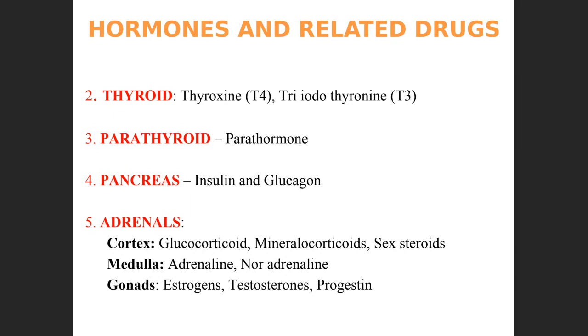The pancreas secretes insulin and glucagon. Insulin is secreted from the beta cells, glucagon is secreted from the alpha cells. The adrenal glands secrete glucocorticoids, adrenaline, mineralocorticoids, and noradrenaline. These are secreted from different parts of the adrenal gland. The cortex secretes the corticosteroids, and the medulla secretes adrenaline and noradrenaline. Gonads secrete estrogen, testosterone, progesterone, etc.